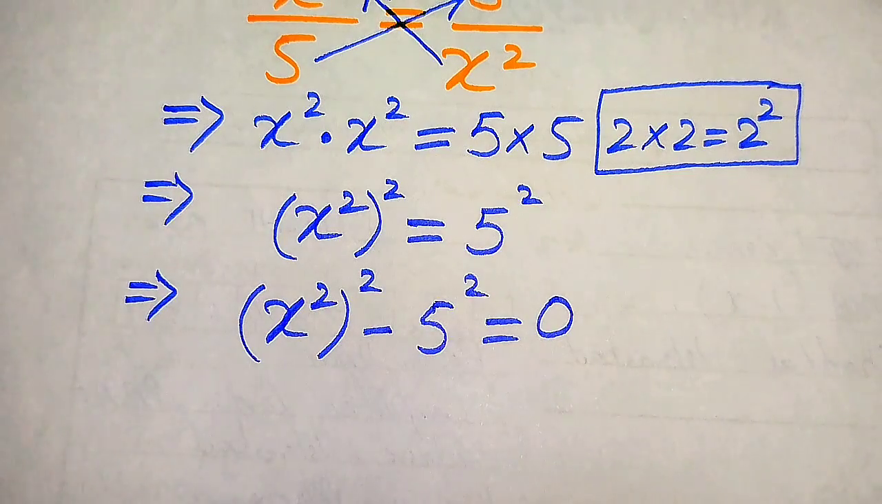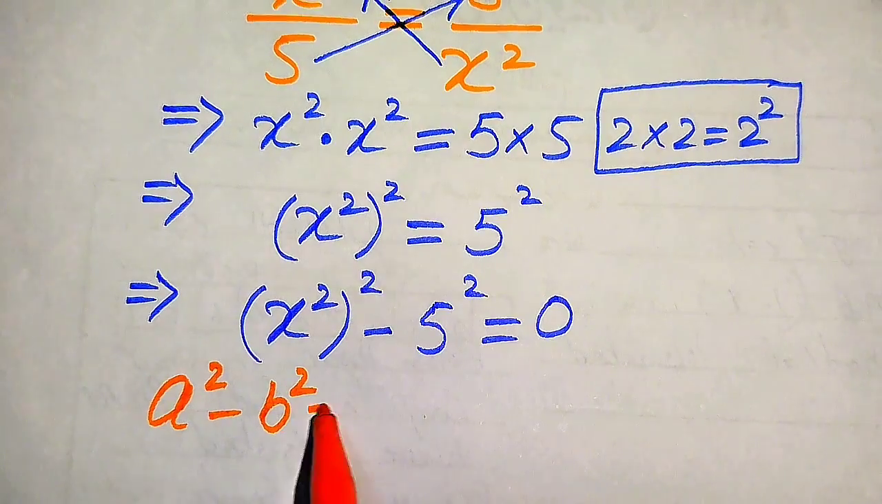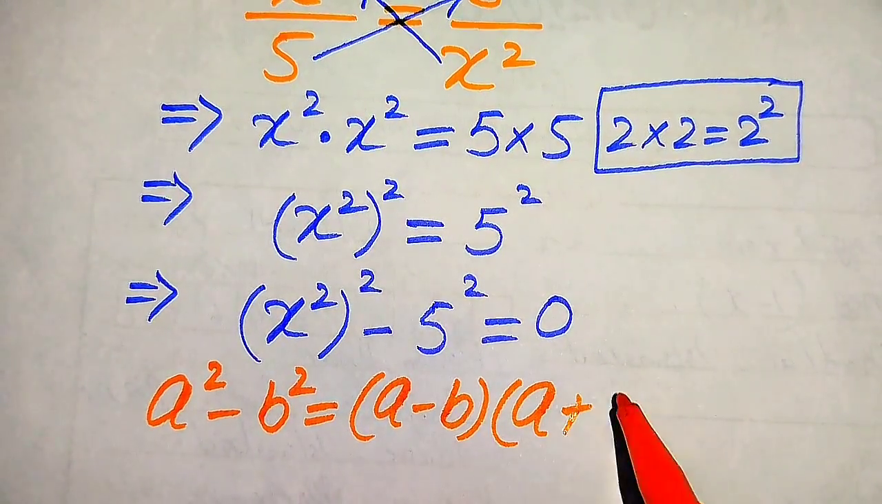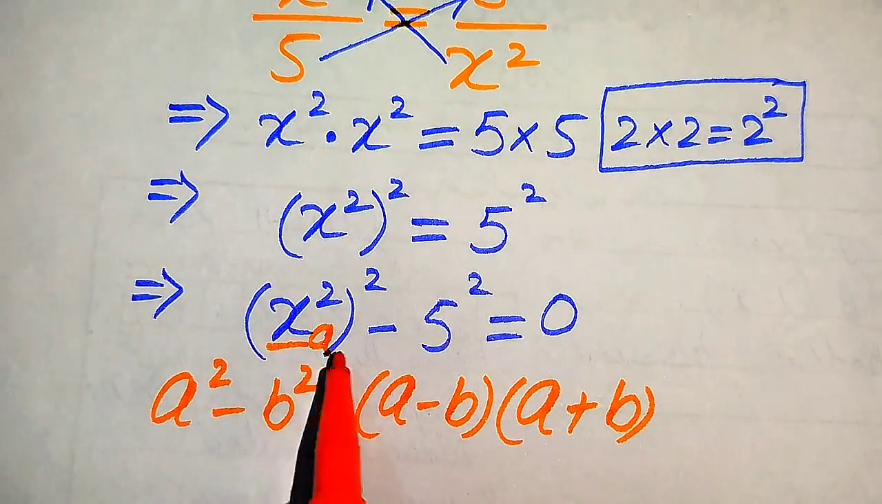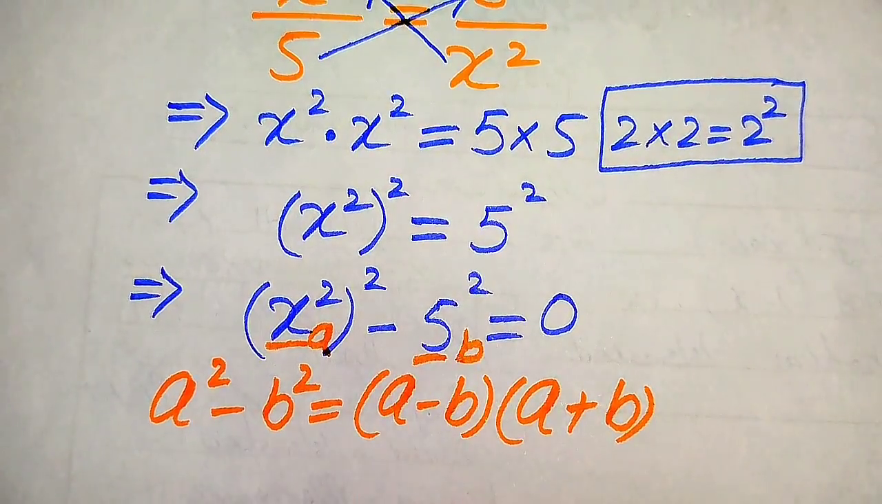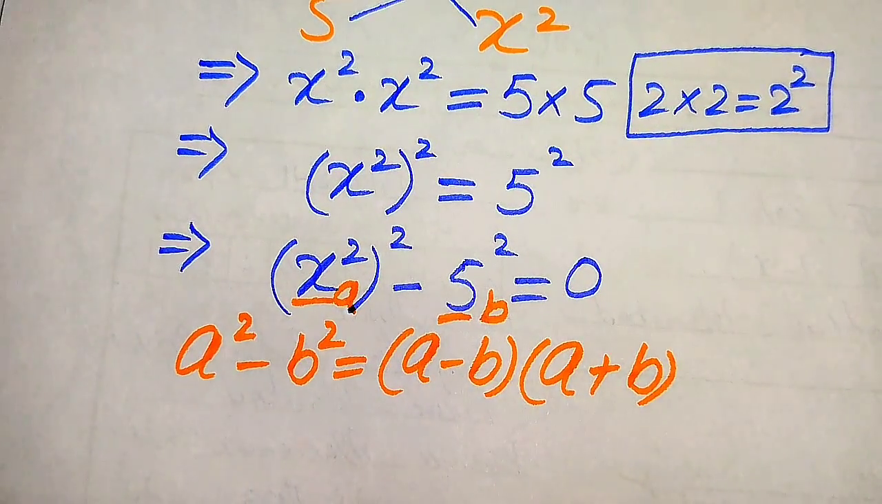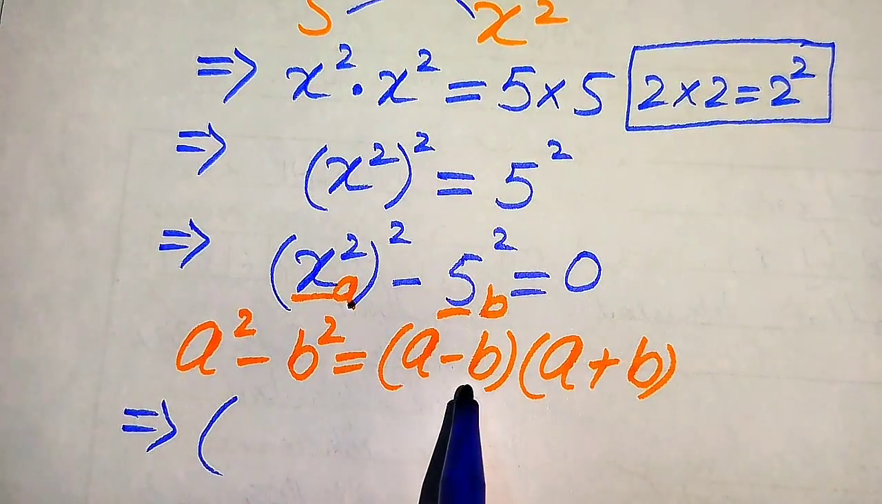You know about that. If we have a square minus b square, it is equal to a minus b times a plus b. So you see here the base of this term is our a and the base of this term is our b. So we just put these two values of a and b into this equation. Okay, so after substituting these two values, this will be written as, first we have a minus b.